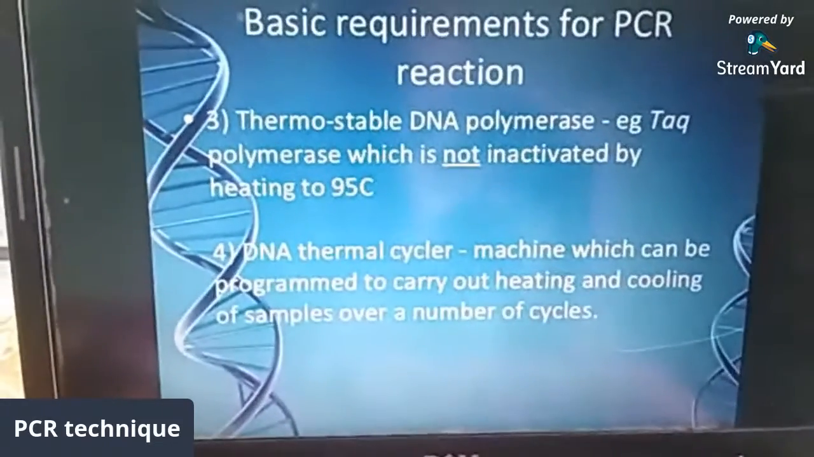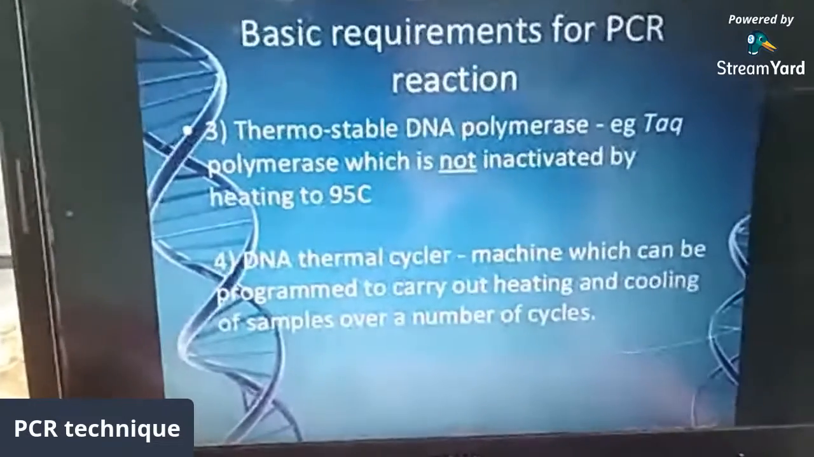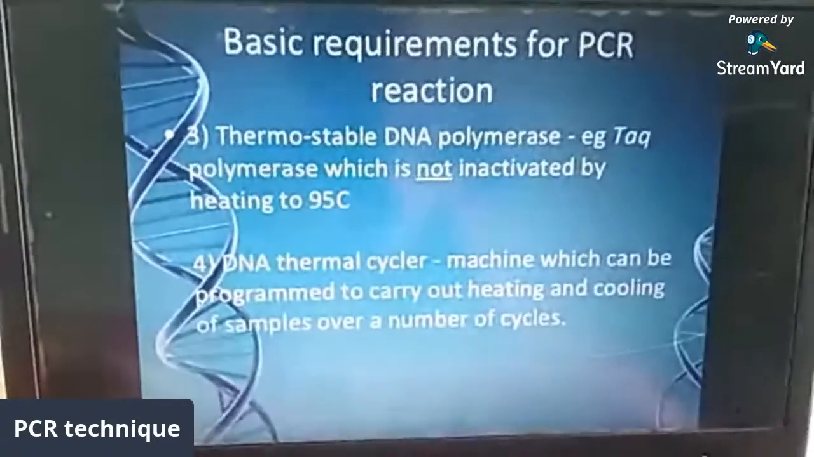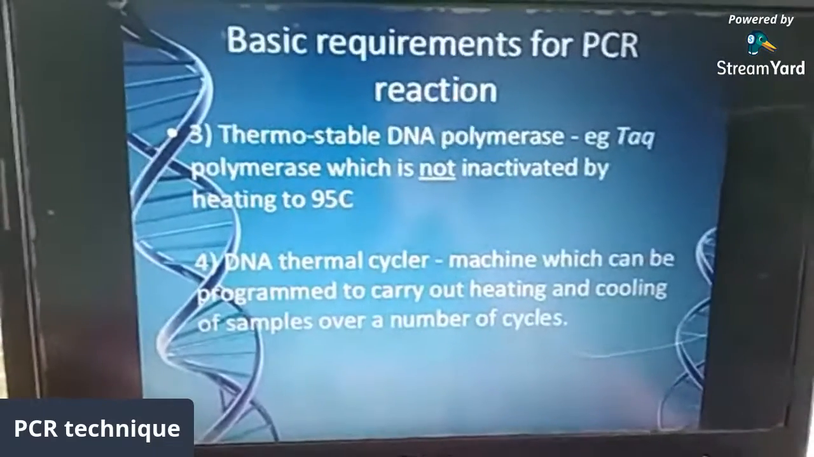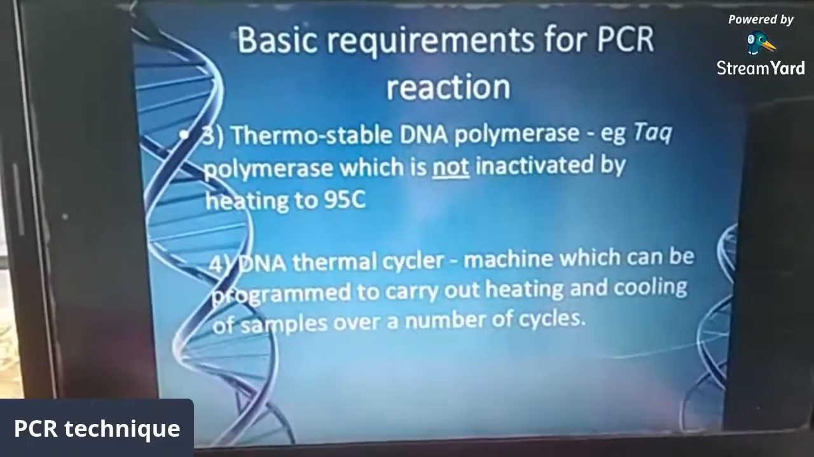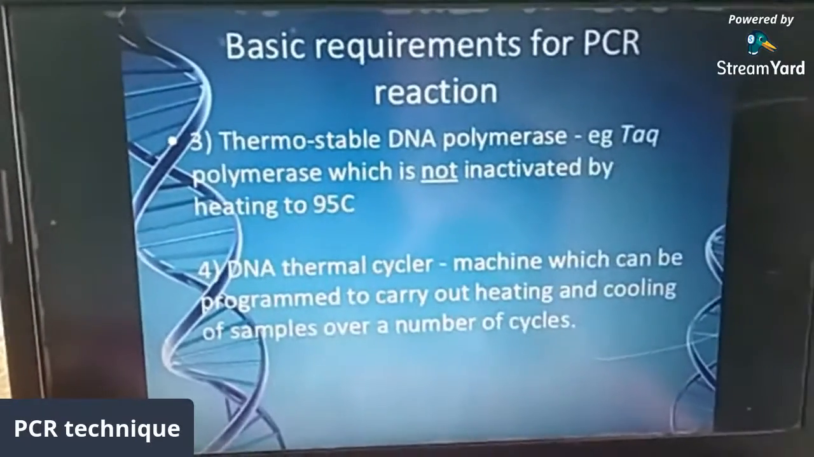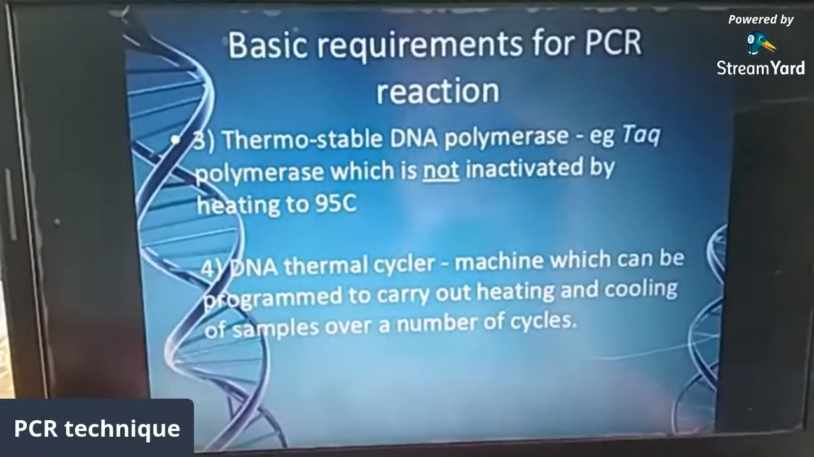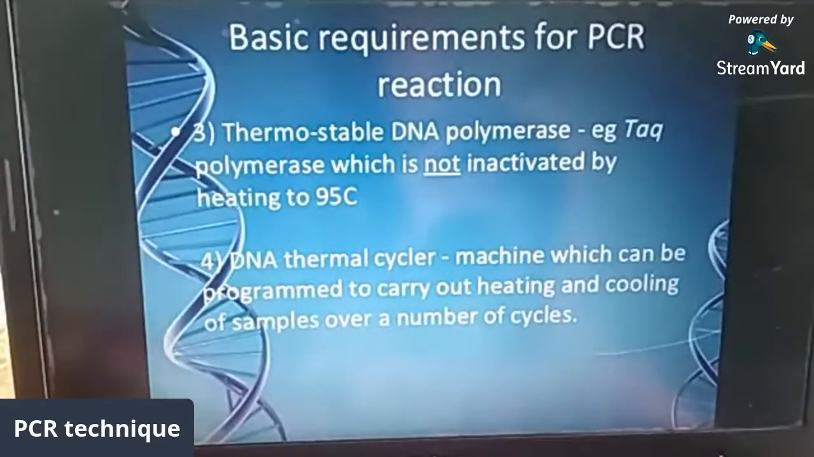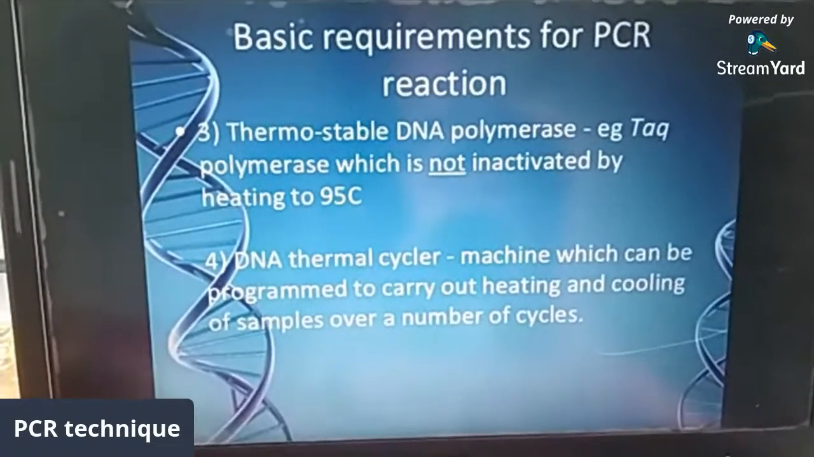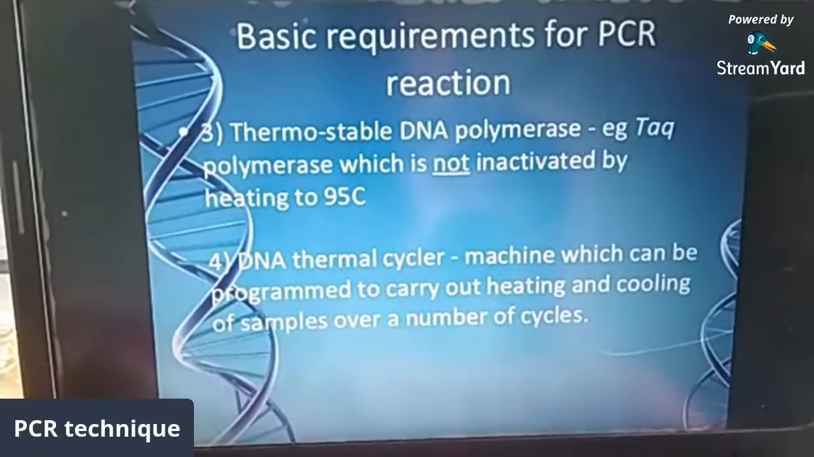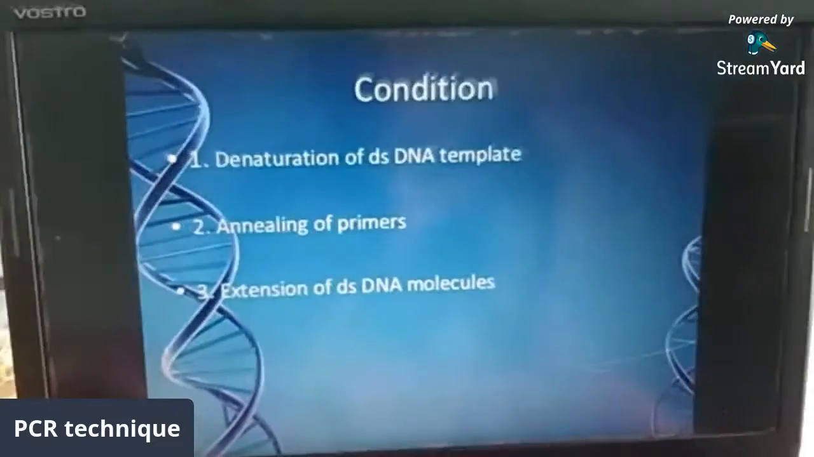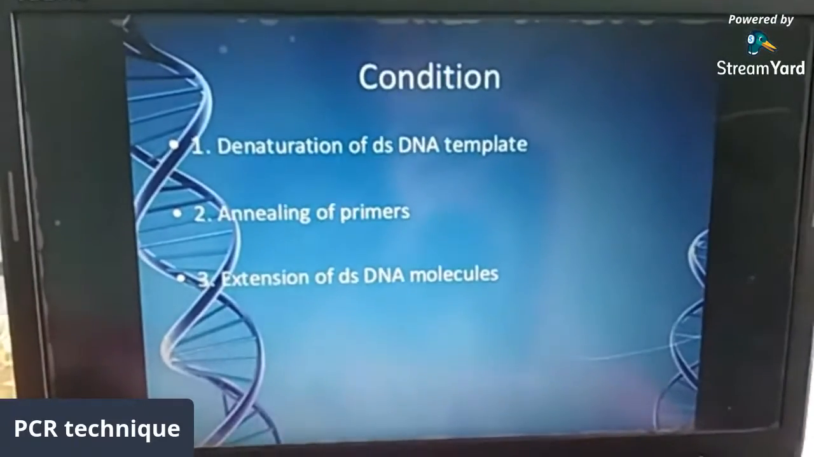Next is a thermostable DNA polymerase, for example Taq polymerase, which is not inactivated by heating to 95 degrees centigrade. This Taq polymerase comes from the bacteria Thermus aquaticus. Next point is the DNA thermocycler. It's a machine which can be programmed to carry out heating and cooling of samples over a number of cycles. Okay, so what is the procedure of PCR?